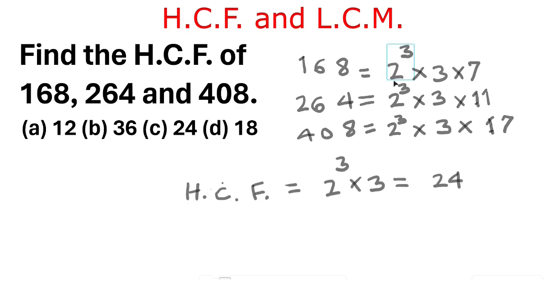What we see here, 2 has highest power 3 in all the three numbers and 3's power 1, and these two factors are common in 168, 264 and 408. So this is our highest common factor, 2 to the power 3 multiplied by 3, and this is equal to 24. And from the given options, our answer is option C, 24. We go to the next question.